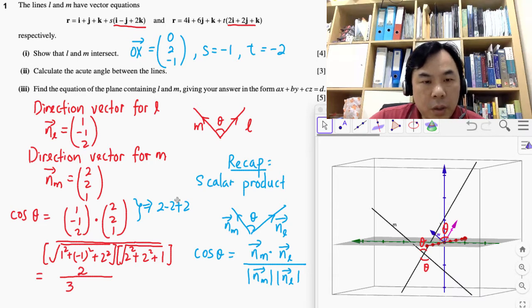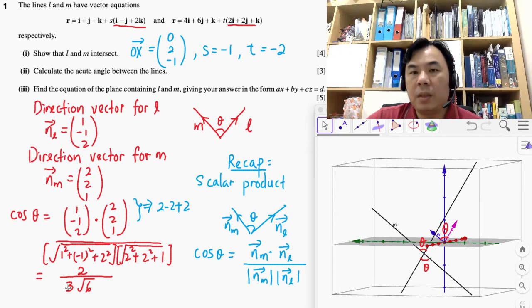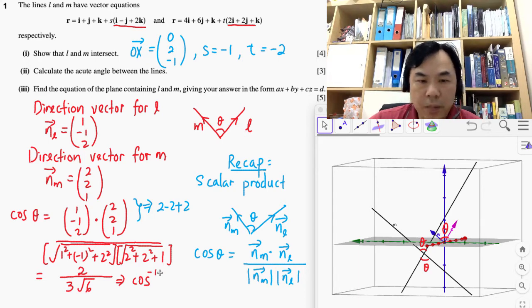And then what do we have here? We have a 6, so this is the square root of 6. There you have it. Of course, if you'd like to simplify this and rationalize it, by all means. From here, we can use a calculator to obtain the angle between the two lines, using the inverse cosine of this to obtain the angle. Now hold on, just let me clean this up for a while.